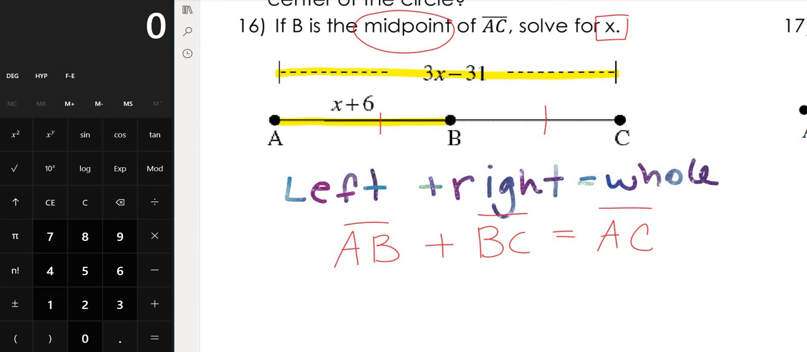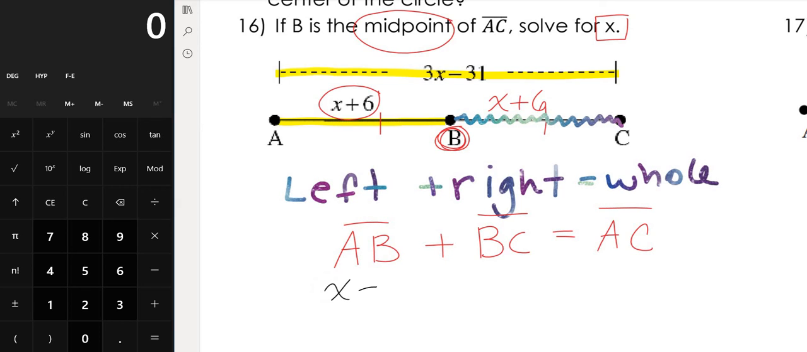Now, the issue is I don't really have a value right here for BC. They don't tell me anything. But since they told us that B is the midpoint, that means whatever I have from A to B should be the same thing as from B to C. So because I have x plus 6 on the left, I'm going to have x plus 6 for the right. Because if it's a midpoint here, that means it's equal on both sides. Okay, so I think now I'm ready to go ahead and set up an equation to solve.